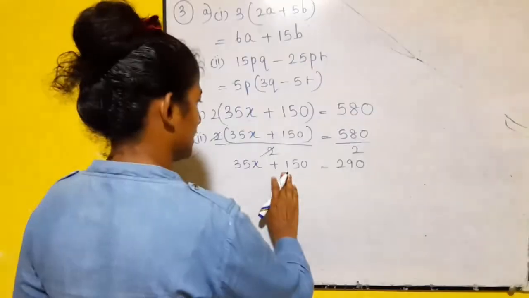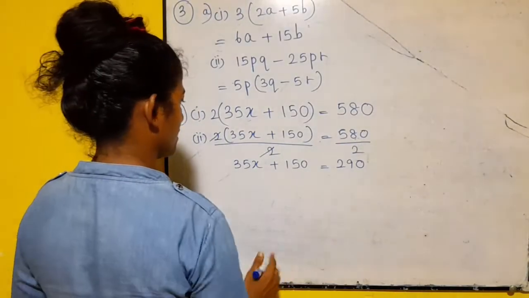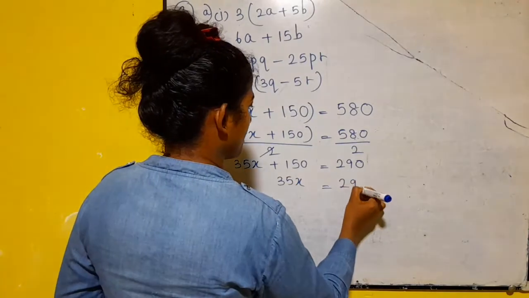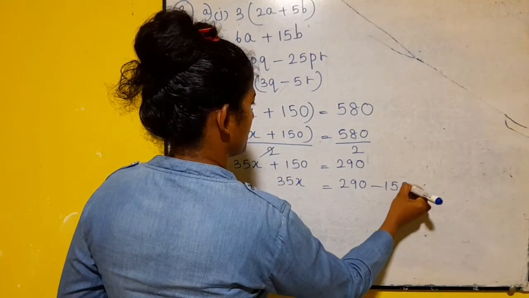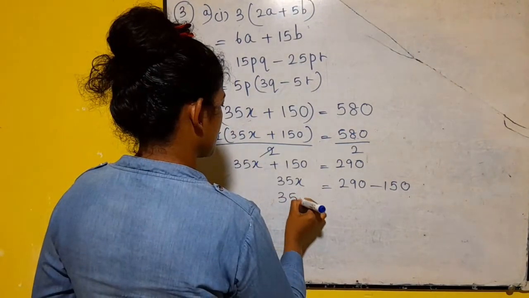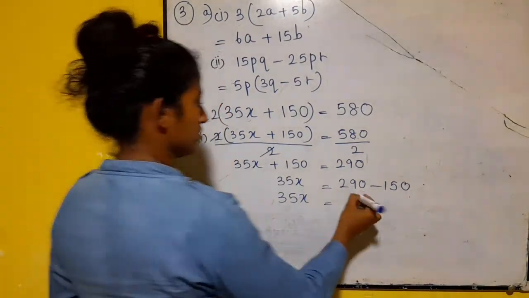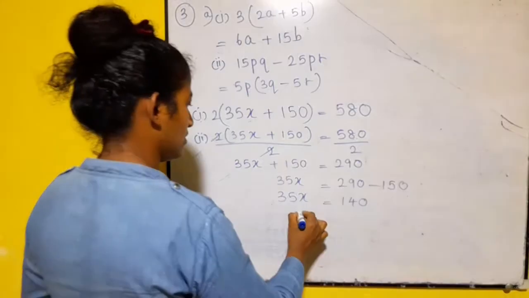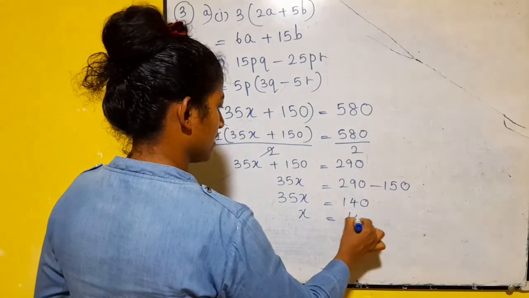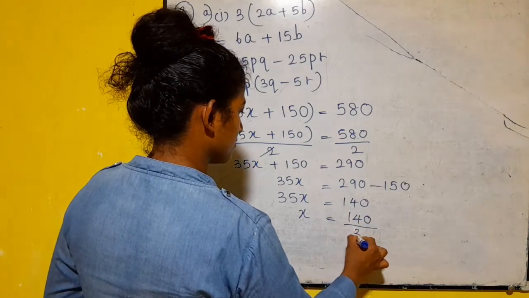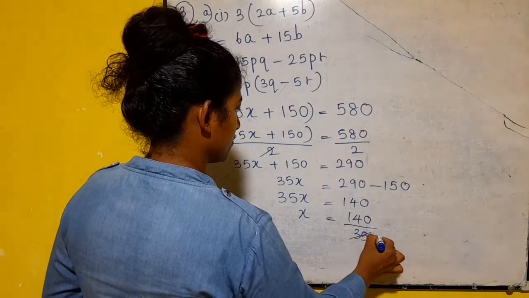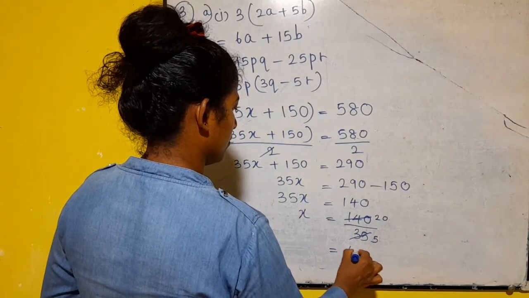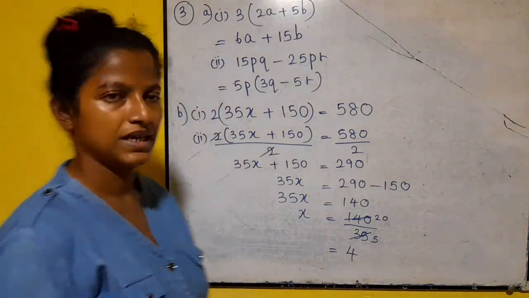290. Now take this 150 to the other side. 35x equal to 290 minus 150. 35x equal to 140. Now to find x, you can divide 140 by 35. 7 times 5, then 7 times 2, 20. 20 divided by 5 is 4. 4 is the answer for x here.